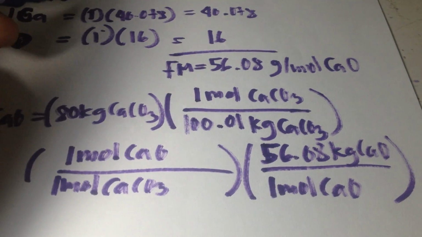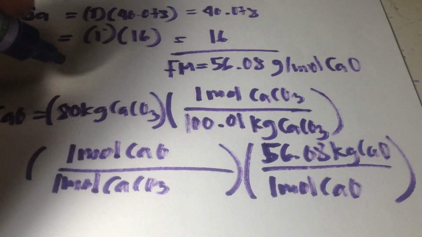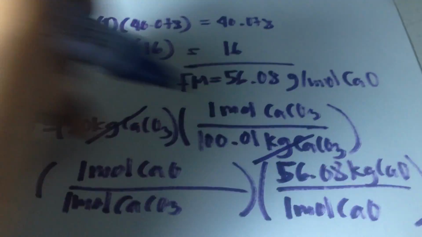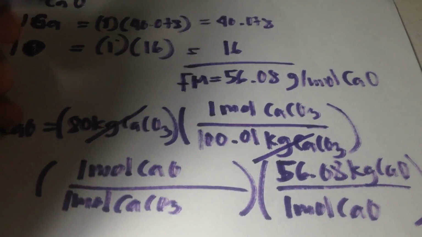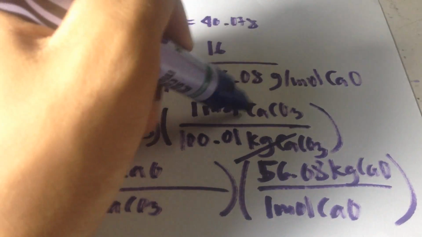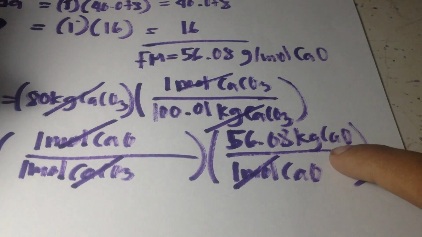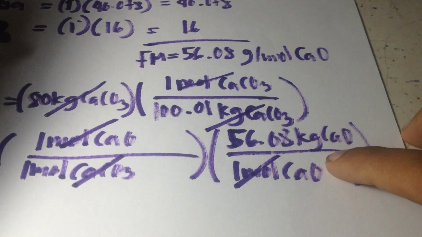Okay, so you need to cancel out the kilograms, cancel out 2. And how about moles and calcium carbonate? Cancel, and cancel for here too. So the left is 56.08. So the left is kilogram.